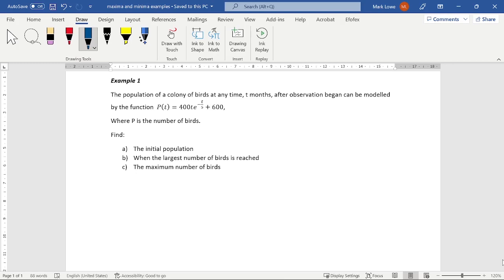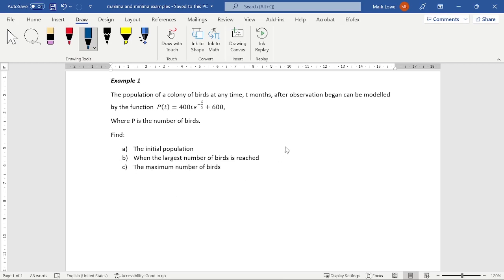Okay, so first example here, the population of a colony of birds at any time, where t is the number of months after observation began, can be modelled by the function there, which is kind of like an exponential, but it's actually a combination. You can see here that P of t is 400t times e to the negative t over 5, plus 600. P is the number of birds.